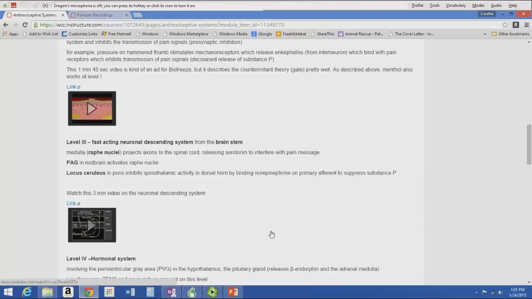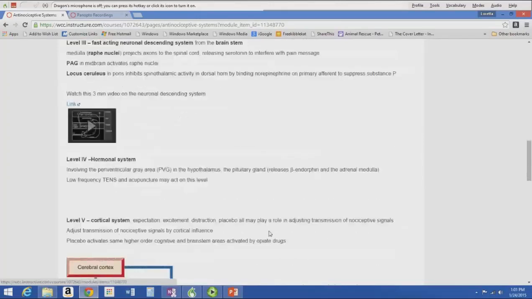So the next level is the hormonal system. There's an area in the hypothalamus that's called the periventricular gray area, the PVG, and it is involved in this hormonal system. It stimulates the pituitary gland to release beta endorphins, and the adrenal medulla also releases beta endorphins. Low-frequency TENS and acupuncture may act on this level.